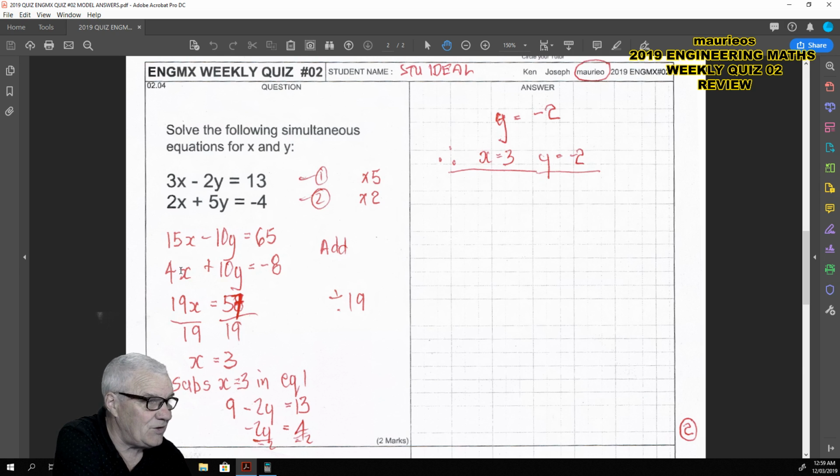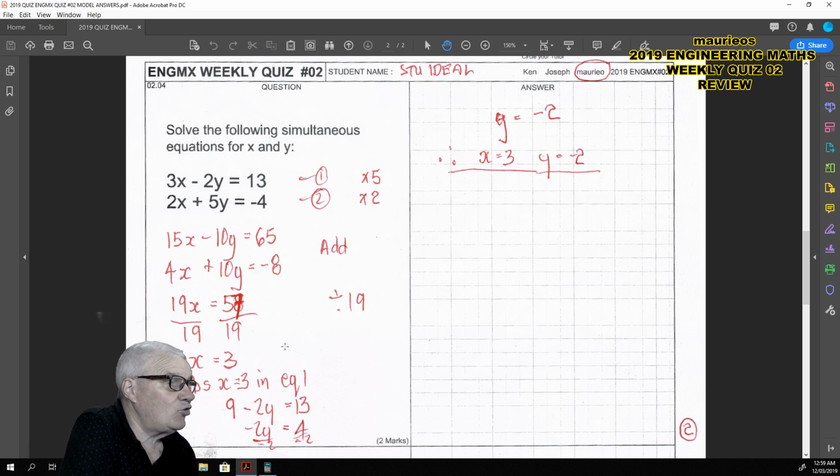So here we go. 15x plus 4x is 19x. I should have left a little gap there, but I didn't. And 65 plus negative 8, which is 65 minus 8, is 57. And would you believe it? 19 is a factor of 57. So divide through by 19, we get x equals 3. But hey, hang on. There's 2 variables. 2 equations, 2 variables. So we know x equals 3. So we need to find out what y is.